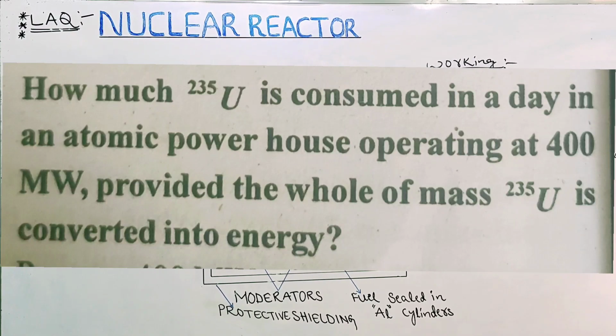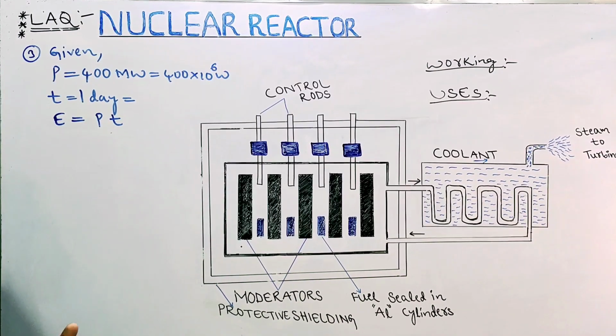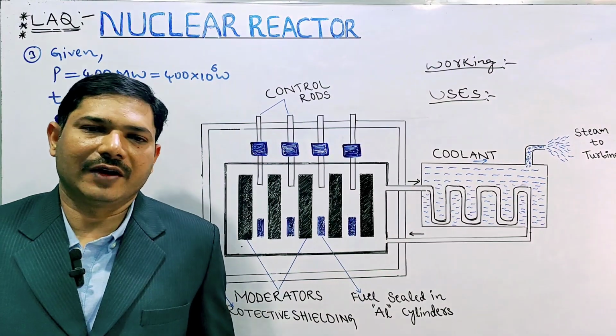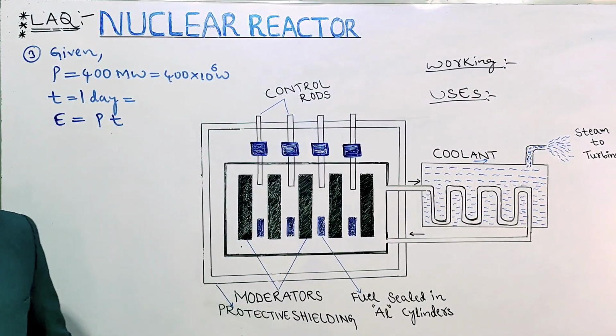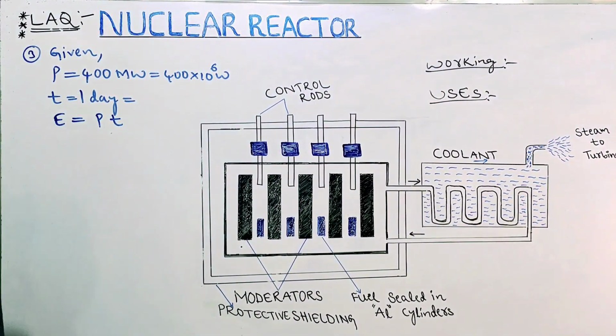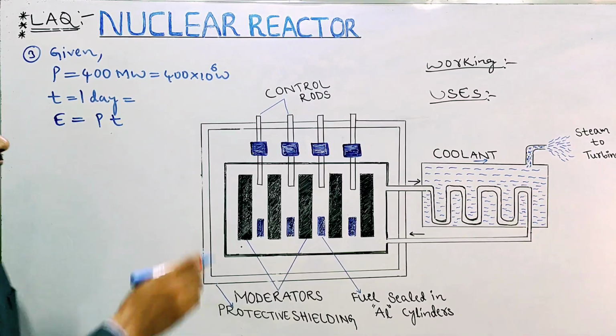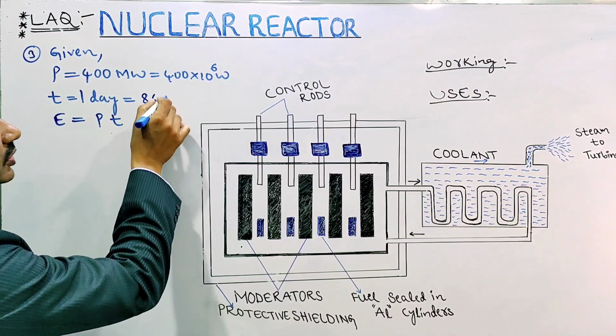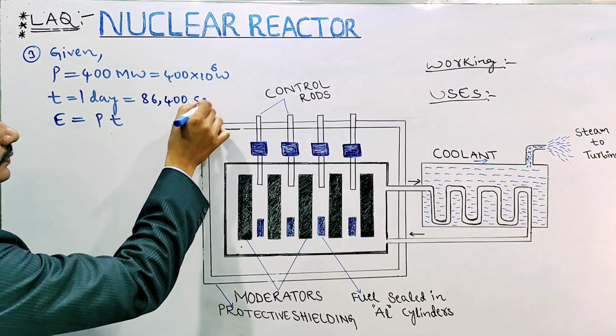How much uranium 235 is consumed in a day in an atomic powerhouse operating at 400 megawatts, provided the whole mass of uranium 235 is converted into energy? In this problem, power is given as 400 megawatts, so that is 400 into 10 to the power of 6 watts, and time is given as 1 day. So 1 day consists of 86,400 seconds.